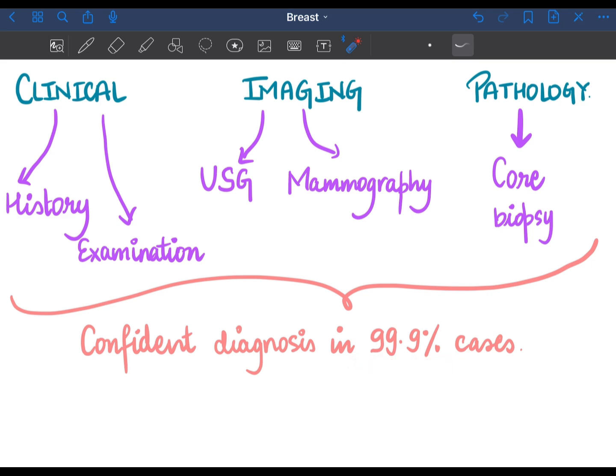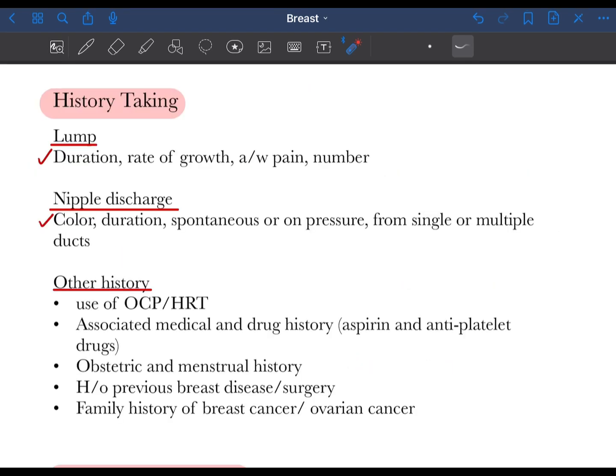So that's quite impressive. Okay, first we shall begin with history taking. In history taking, we need to take a detailed history of every complaint the patient mentions, but the main things we need to ask about are the lump, the duration of the lump, the rate of growth of the lump, whether it is growing rapidly or slowly, whether it is associated with pain or is painless, and the number of lumps, whether single or multiple.